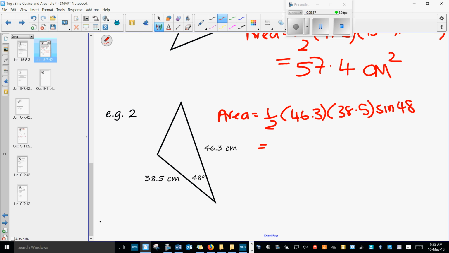Do we have to put brackets for this? No, it doesn't need to be. Often on your calculator, you may need to write times multiplied by sine 48. So if your calculator comes up saying it's an error, maybe it needs a multiply sign. Yes, I got 66.2.